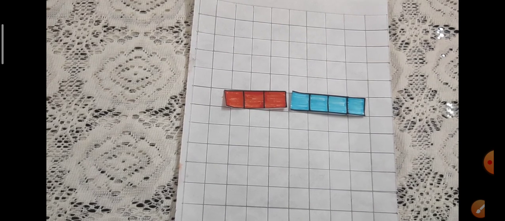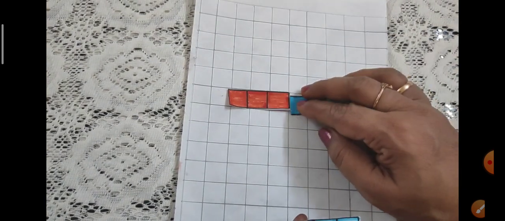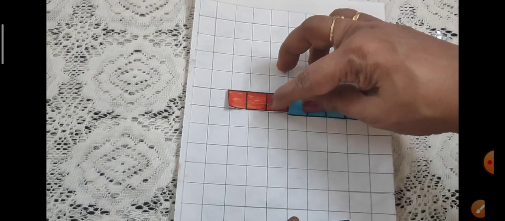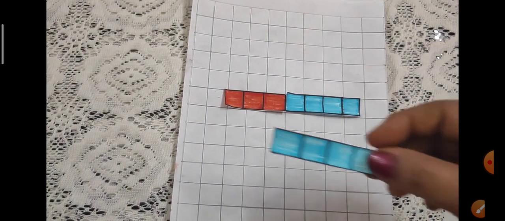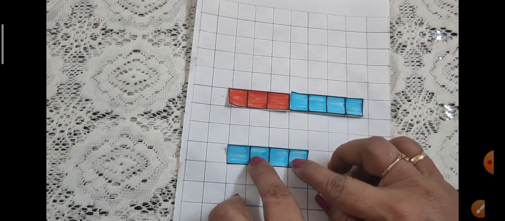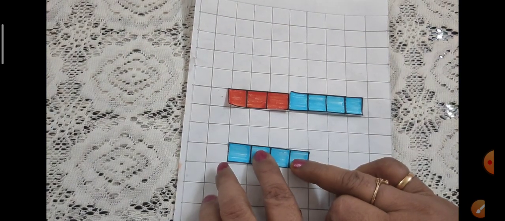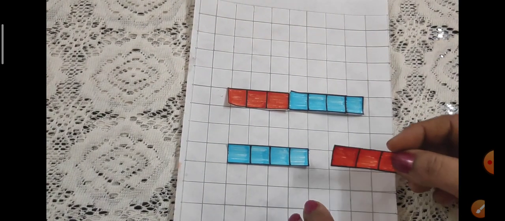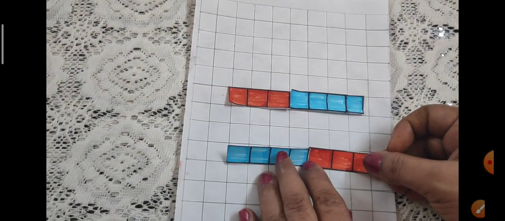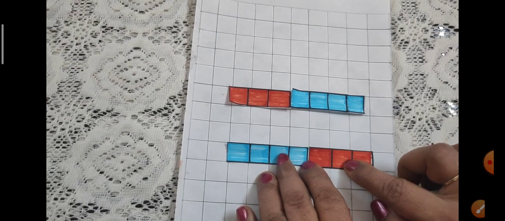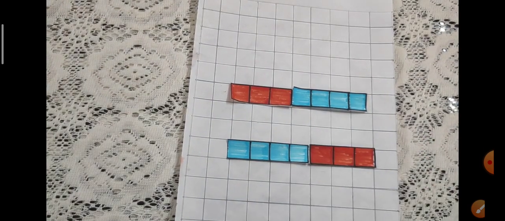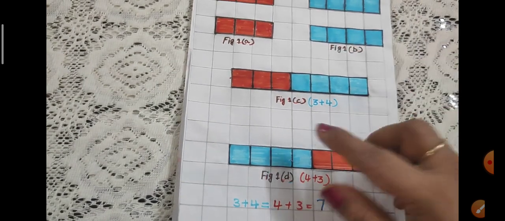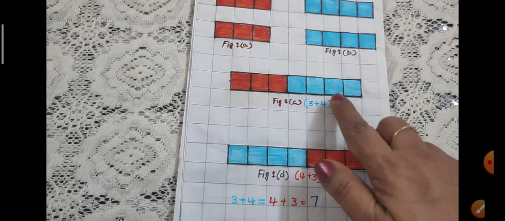Now, to represent 4 plus 3, we have to stick them properly. There shouldn't be any gap between the strips. Now to represent 4 plus 3, first we will stick the strip of 4 unit length and then in the same line we will stick the strip of length 3 units on the grid paper. Here, this represents 3 plus 4 and this represents 4 plus 3.